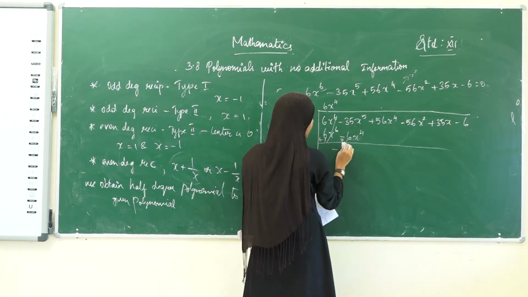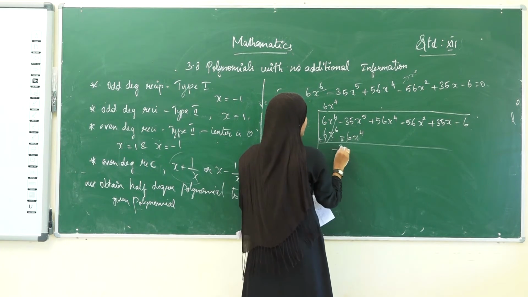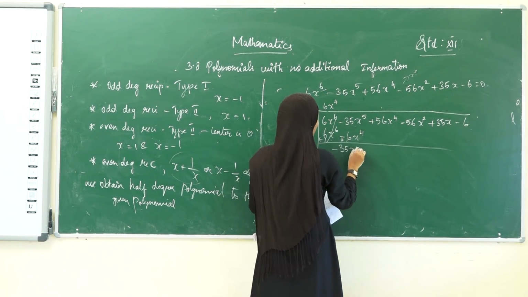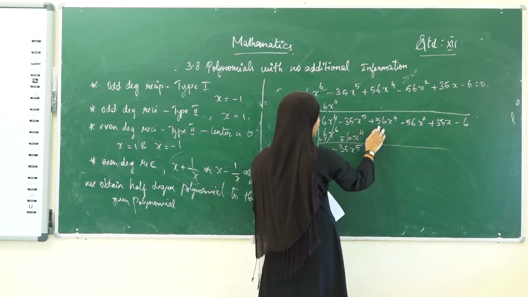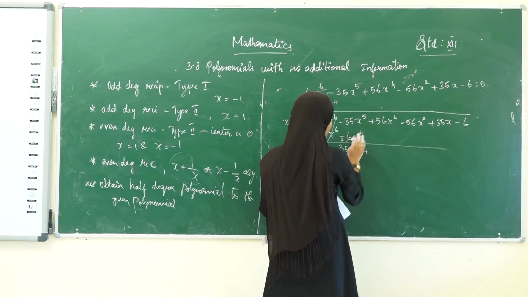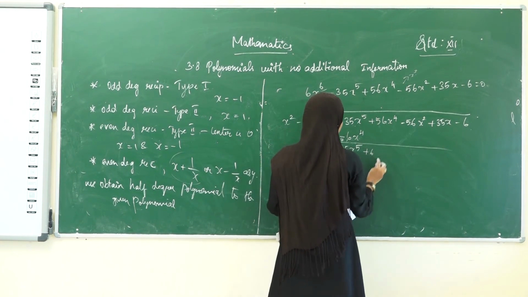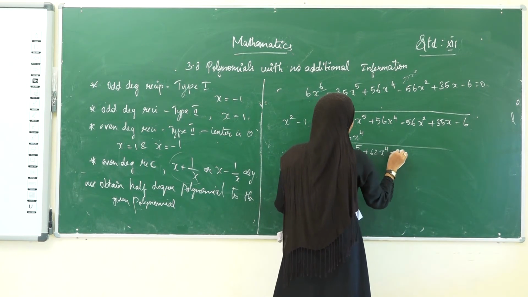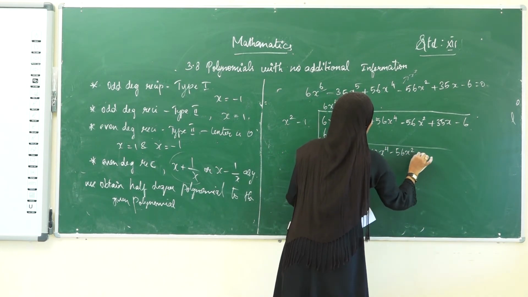Here it is minus 35x power 5, plus 56x power 4 plus 6x power 4. Therefore, we have to add this. When we are adding, this will be 62x power 4. Let us bring these terms down.